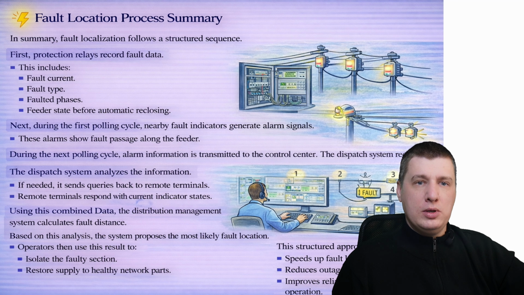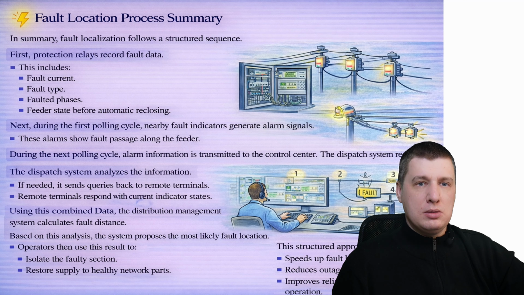During the next polling cycle, alarm information is transferred to the control center. The dispatch system receives the data and analyzes the information. If needed, it sends queries back to the remote terminals. Those queries request detailed status of fault indicators. Remote terminals respond with the current indicator state. This confirms which indicators operated and which did not.